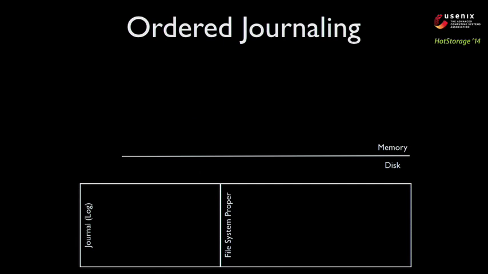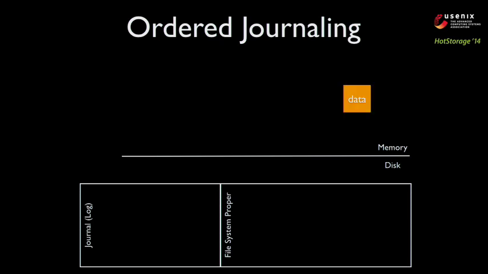Here we have memory at the top of the system. Memory is where updates are first reflected. They have to be reflected to the disk in a particular order for journaling to work. And the disk itself is divided into two pieces, a journal or log on the left, and then the file system proper where the data is going to end up eventually on the right.